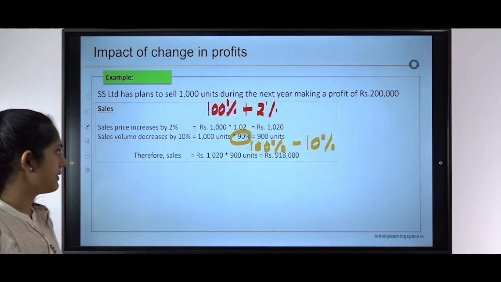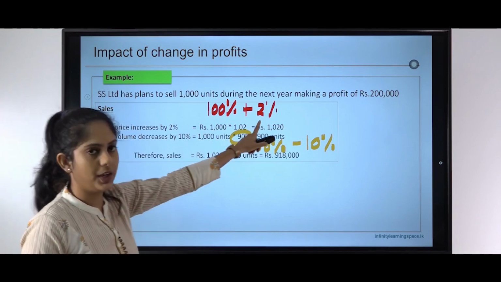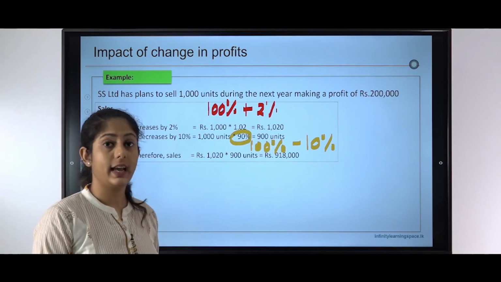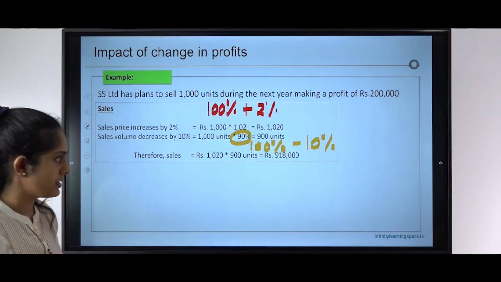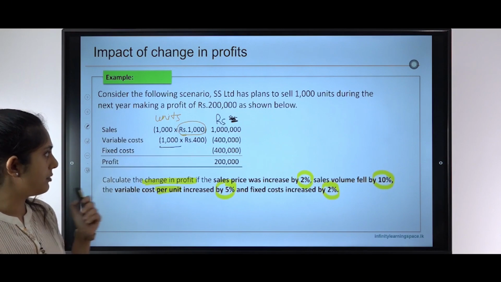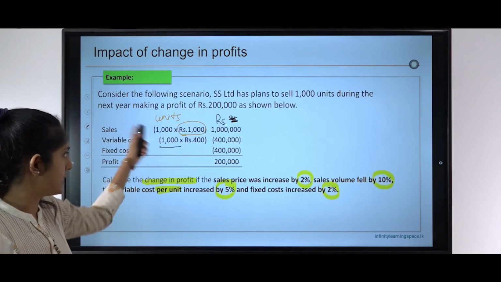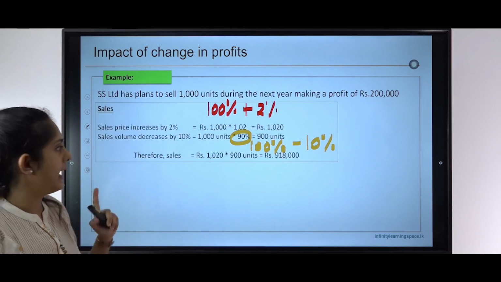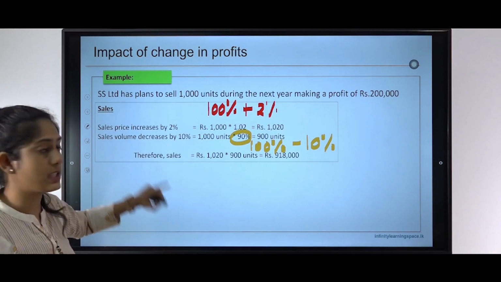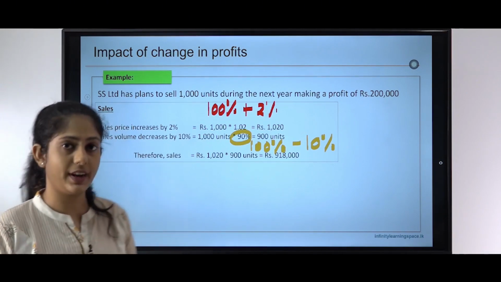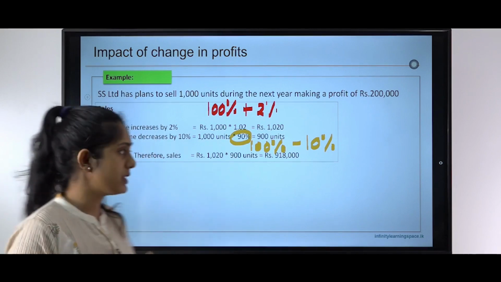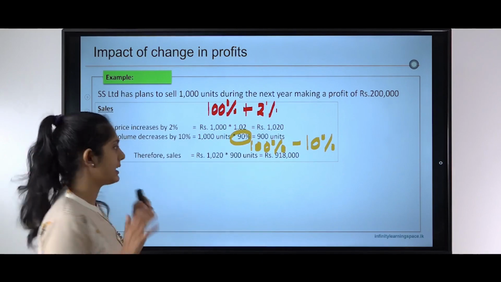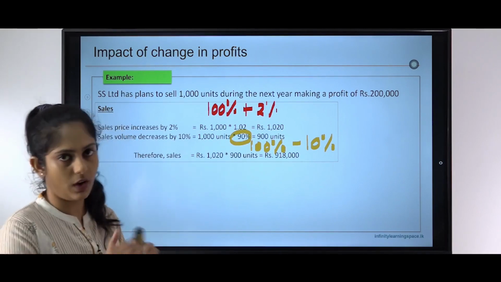So what is your sales revenue? Sales revenue will be new price 1020, new quantity 900, totally 918,000. So see, from the previous 1 million, which was 1000 into 1000, now we increased the price and decreased the quantity. So your new sales is 918,000. Sales has reduced because the price increase was small, and the quantity drop was big, right? That is why your sales revenue has overall dropped.